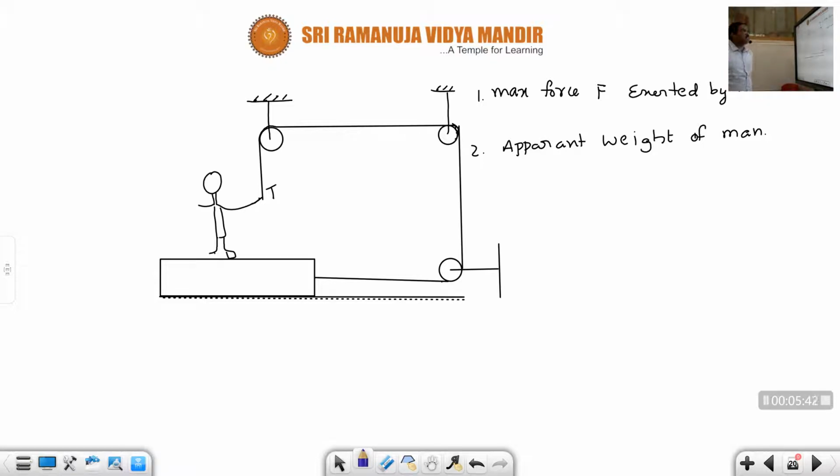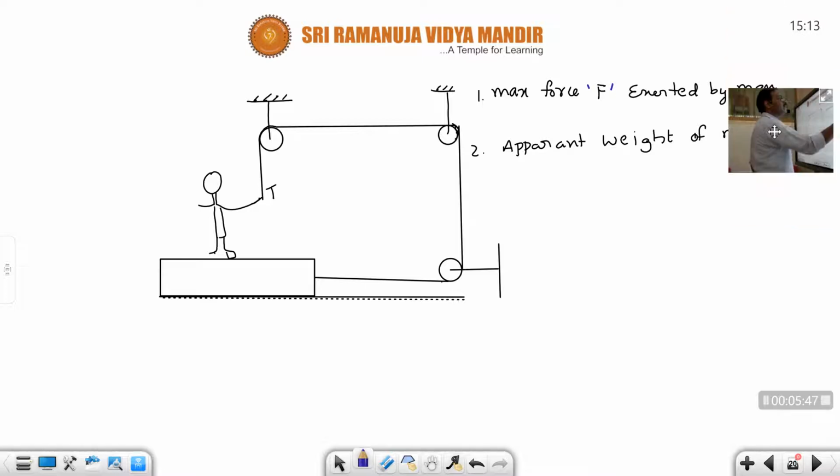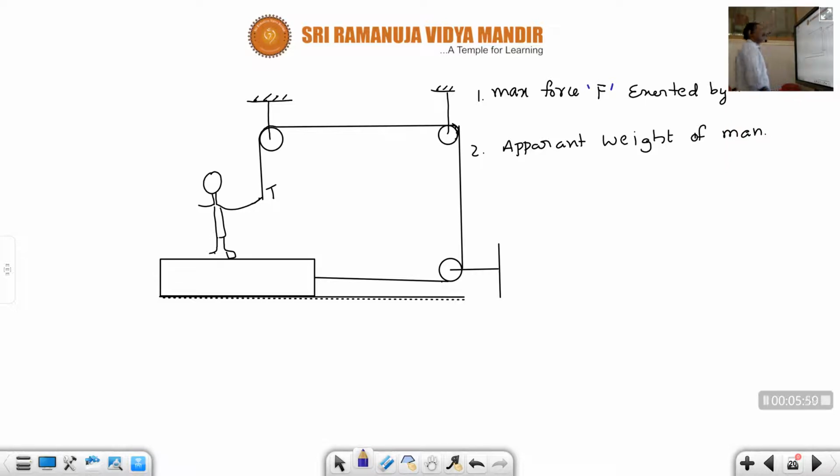What is the maximum force F exerted by the man? This is the question. What is the apparent weight of the man under applying force? Here the person is standing, M is the mass of the man, and small m is the mass of the block. What is the maximum force exerted on this rope by the man such that the system is in equilibrium? It is on a rough horizontal surface.